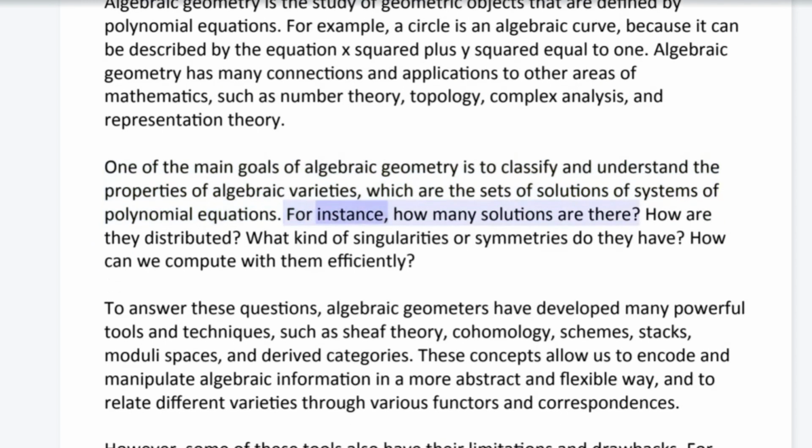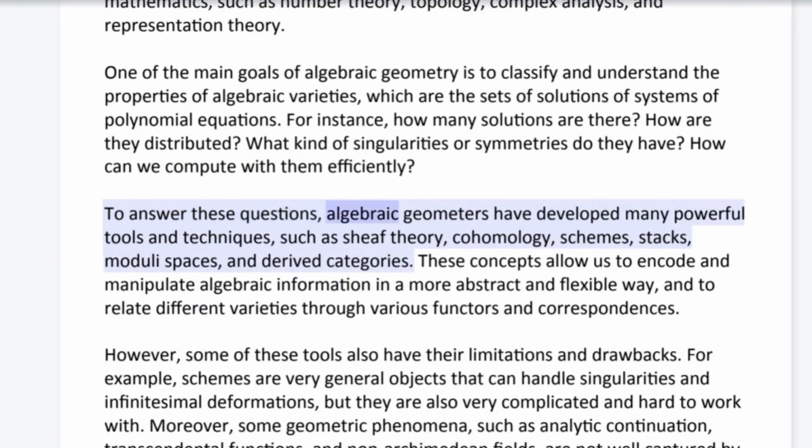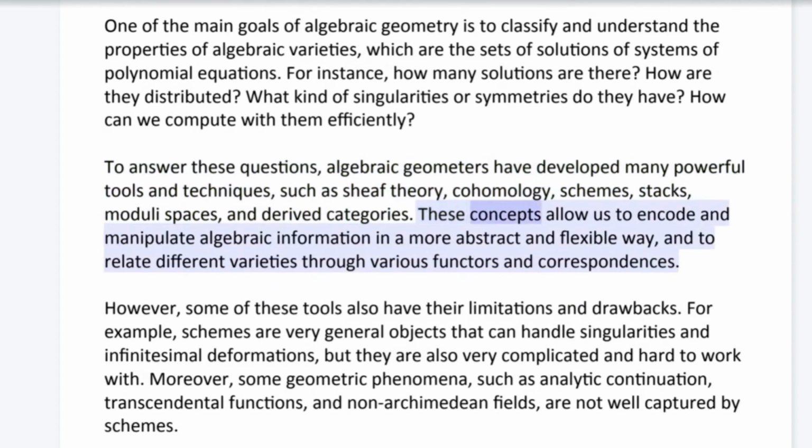For instance, how many solutions are there? How are they distributed? What kind of singularities or symmetries do they have? How can we compute with them efficiently? To answer these questions, algebraic geometers have developed many powerful tools and techniques, such as sheaf theory, cohomology, schemes, stacks, moduli spaces, and derived categories. These concepts allow us to encode and manipulate algebraic information in a more abstract and flexible way, and to relate different varieties through various functors and correspondences.